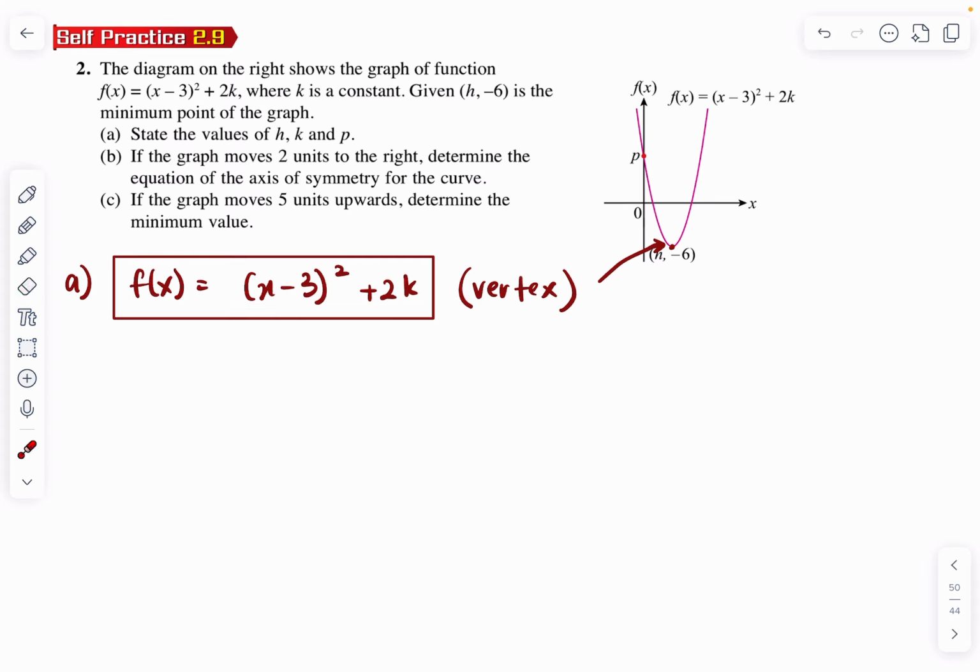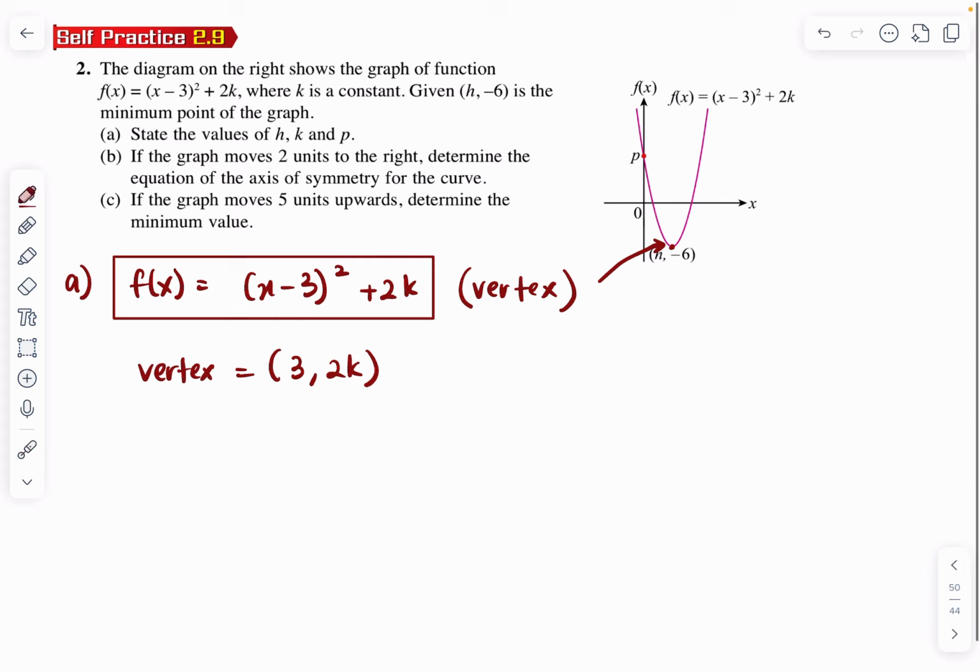So from this vertex form, how to find the vertex is very simple. Here, this will give us the x, this will be y. But the only thing is for x, you have to change the sign. So our vertex will be 3, 2k. Whenever we have this as negative, you have to make it positive. If this is positive 3, here will be negative 3. You just have to change the sign for the x. Y, no need to change, you just write it straight. So this is our vertex.